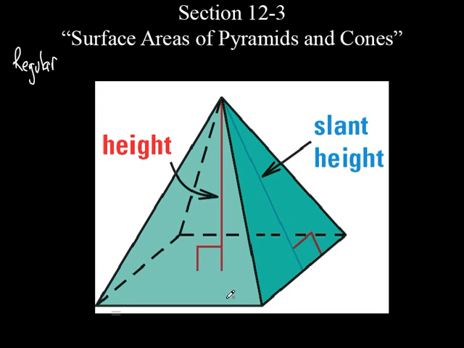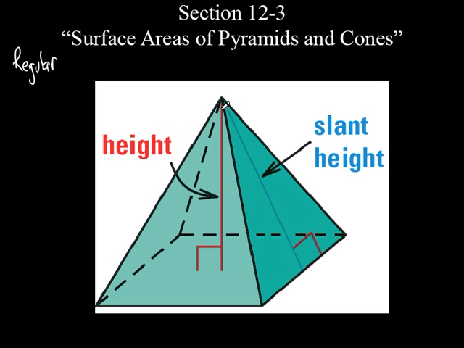All right, but you could have 3 sides, really, a triangle at the bottom. You could have 4, 5, 6. It doesn't matter how many. If all the sides and all the angles are equal to each other on the base of this, then we'd call this thing a regular pyramid.